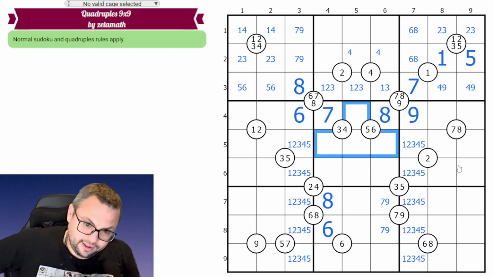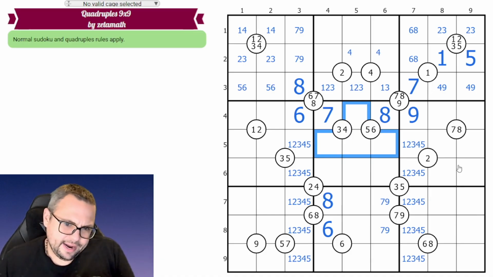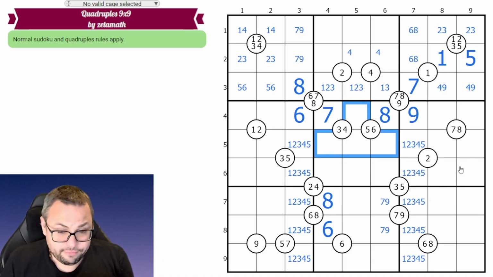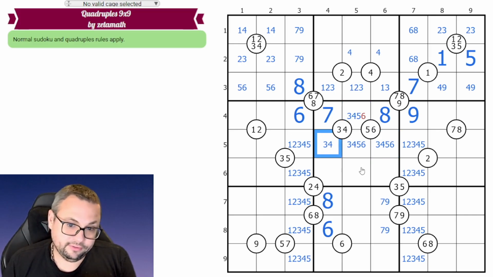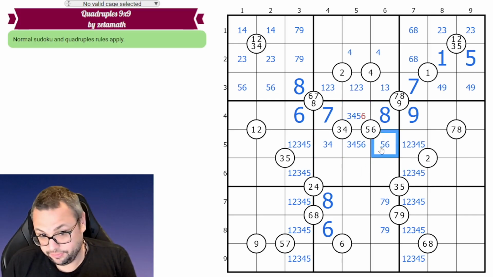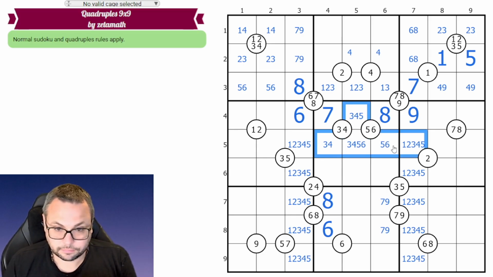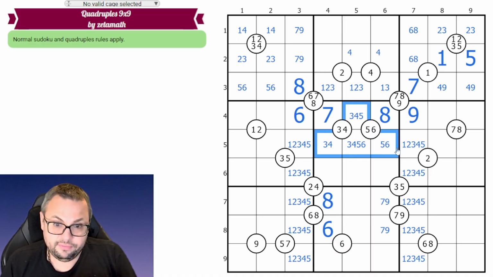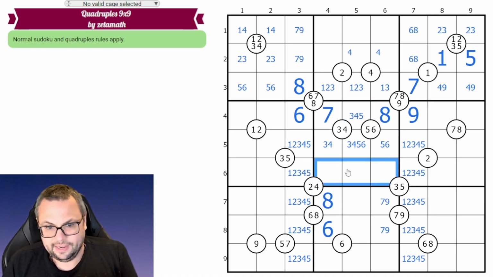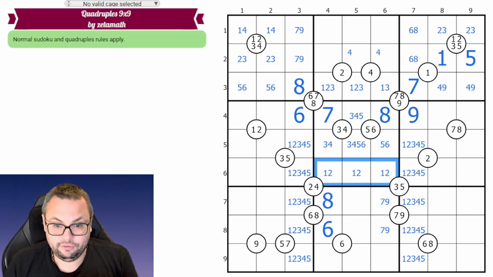These 4 cells now need to contain a 3, a 4, a 5, and a 6. And we know this one isn't a 5, 6. We know this one isn't a 3, 4. But the key point is that's 4 cells now that contain these 4 digits, 3, 4, 5, and 6. And so therefore these digits are 1, 2, and 9.